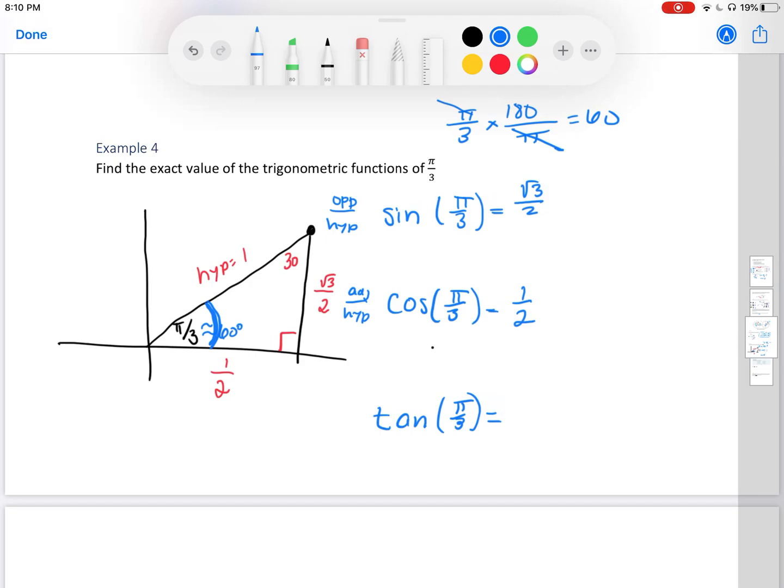And tangent is opposite over adjacent. So it would be square root of 3 over 2 divided by 1/2, which is just square root of 3. Okay, I invite you to find cosecant of pi over 3, secant of pi over 3, and cotangent of pi over 3.